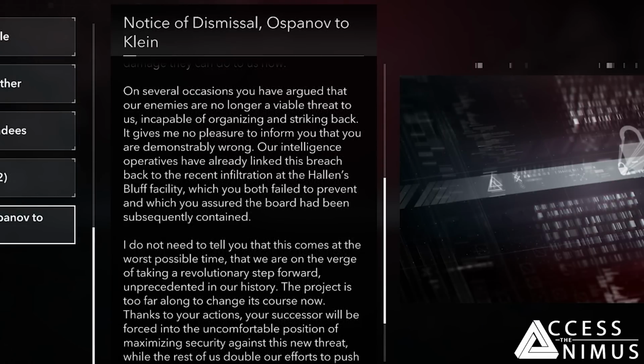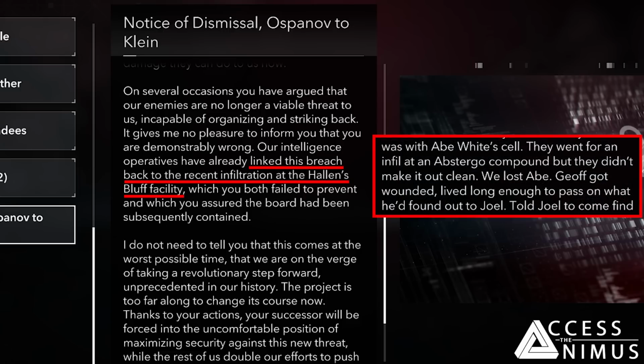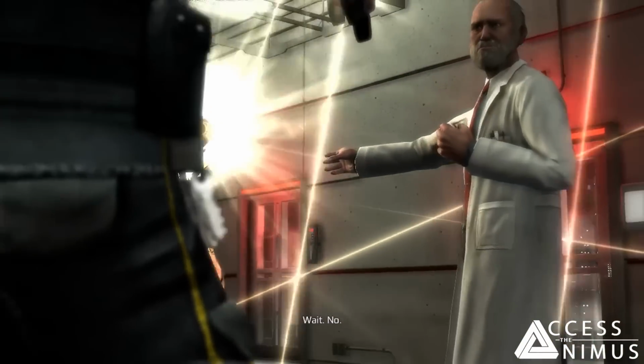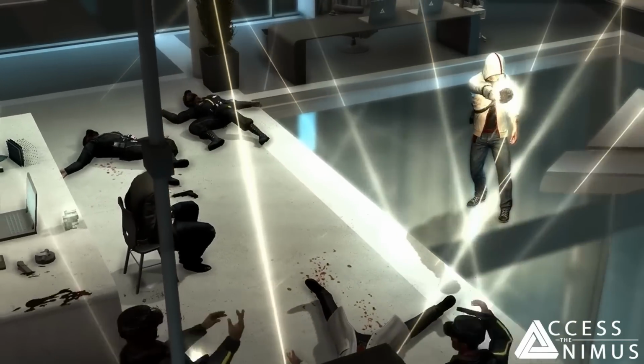To make things worse, it looks like Klein, as a security chief, on several occasions stated that the assassins in this near future setting were no longer a threat, no longer able to organize and strike back, but Ospanov already got intel that this kidnapping action by the assassins was linked to the recent infiltration at Abstergo's Halland's Bluff facility, which is definitely the facility that Jeff Eastman and Abe Whitesell infiltrated and where they got the information about Project Nemesis and Dr. Muller's transportation. So pretty much two huge blunders under Klein's watch that not only proved his claims about the assassins wrong, but also put Project Nemesis on the back foot.